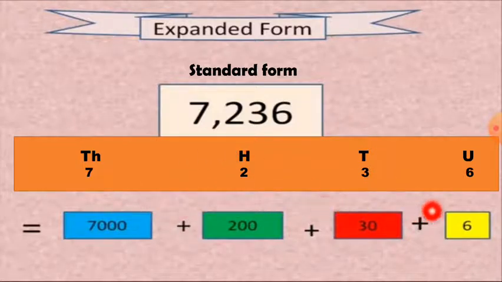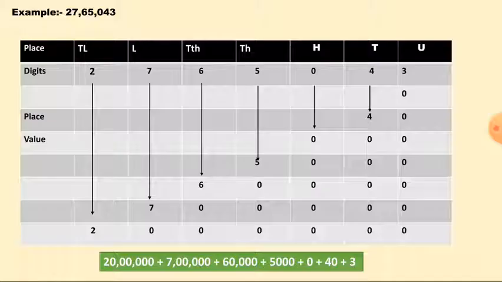If we add all these numbers, we will get the answer same as 7236. Understood, students, how you are going to write the expanded form? Let's see it in a clearer way with a bigger number. Now this was up to the 10,000 place. Now we will see up to the 10 lakh, meaning the expanded form of a 7 digit number. As I have explained, now we will do the expanded form of a 7 digit number.